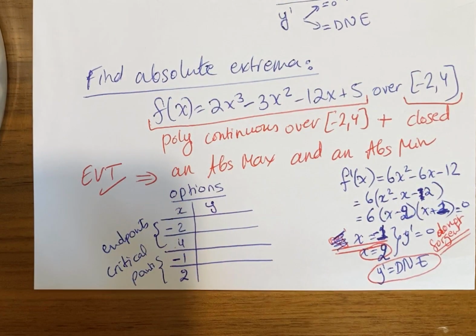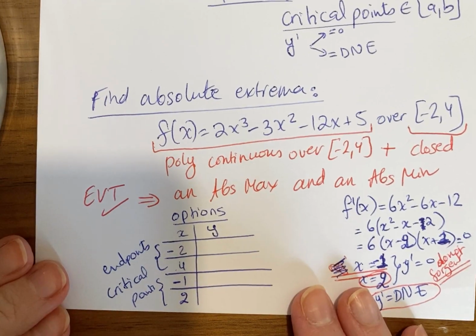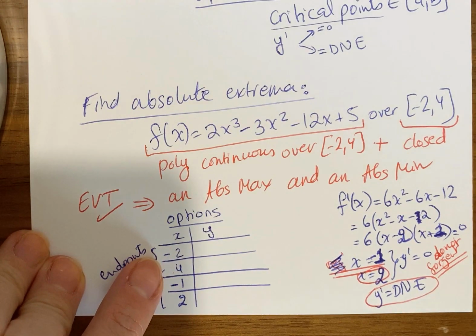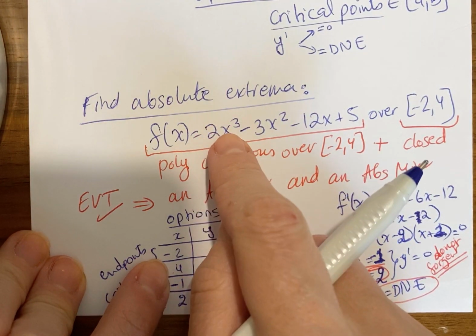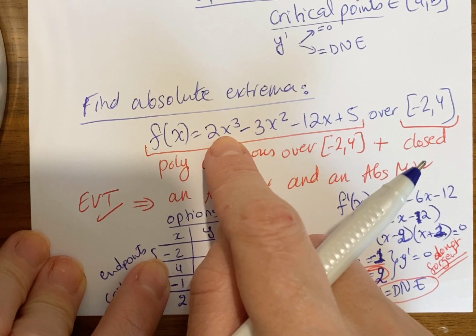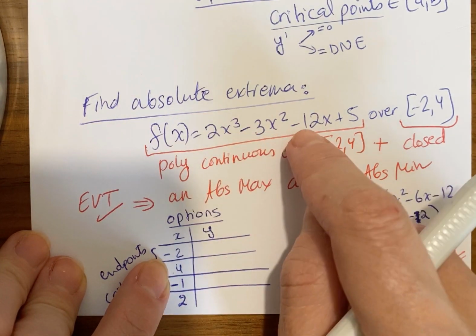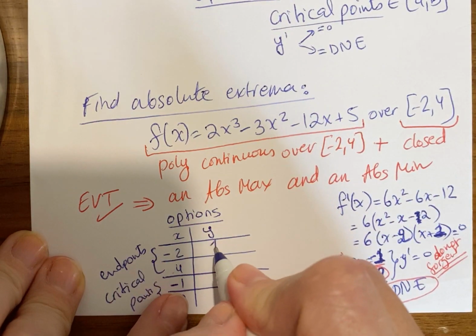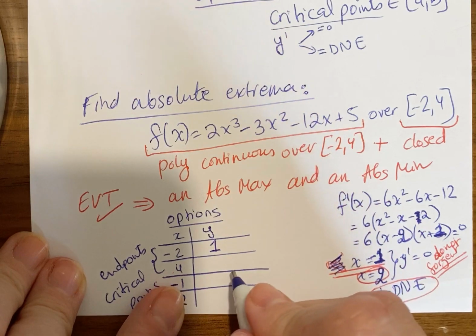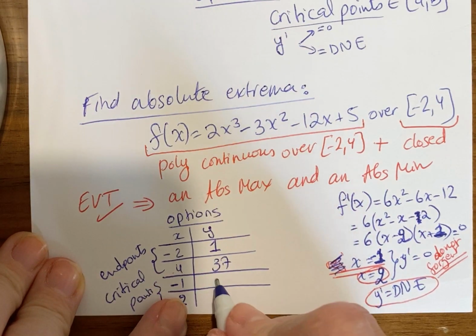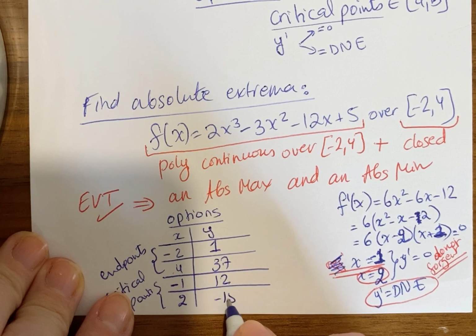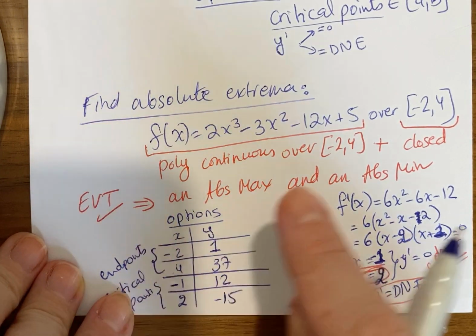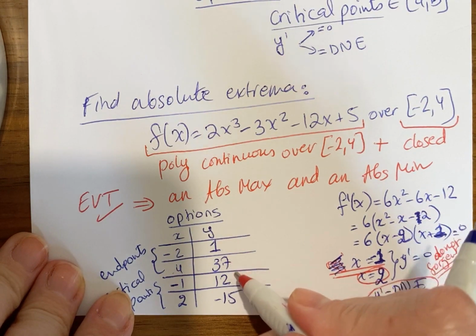How do I know which one has the absolute max value, who has the absolute min? Since those are only my options, if I substitute the y value for each one of them, at -2, you put 2 times -2 cubed, -8, so -16. -16 minus 12 is -28. -28 plus 24, so 1. At 4, you get 37. At -1, you get 12. At 2, you get -15.